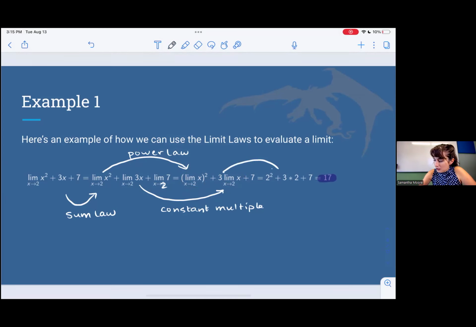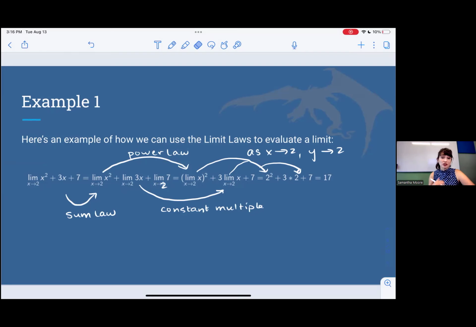Again, that is on each of these. So as x approaches 2, our y value is also approaching 2. Okay. And so in total, what I get at the end of the day is going to be 17. I get 2 squared plus 3 times 2 plus 7. So without checking any sequences or anything like that, we have found that our limit should be 17.